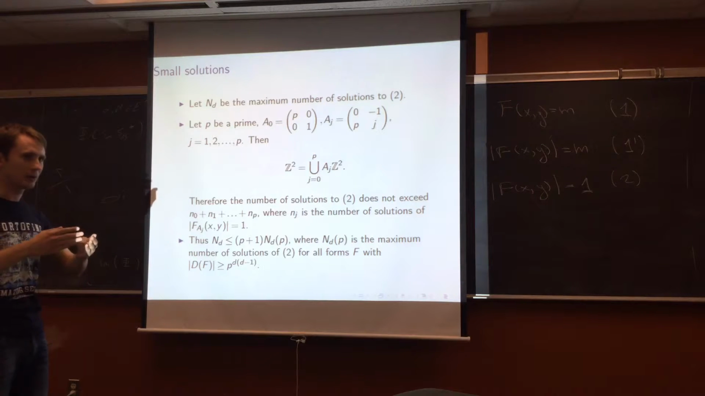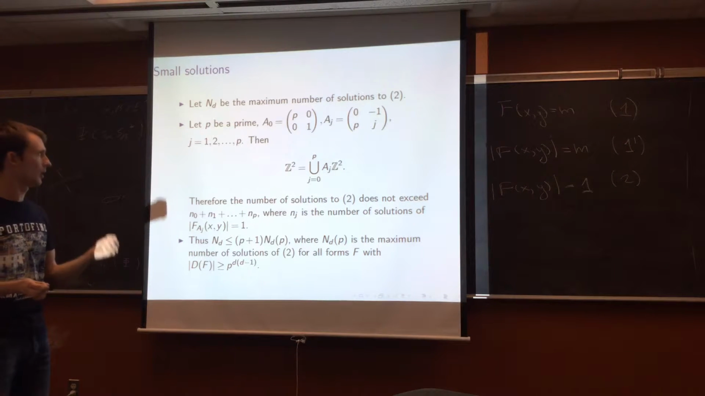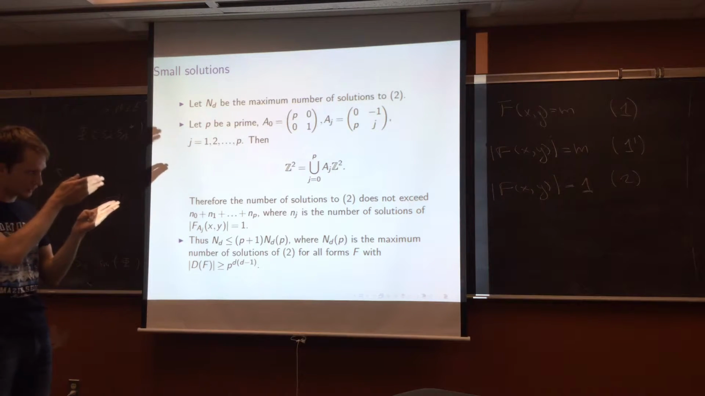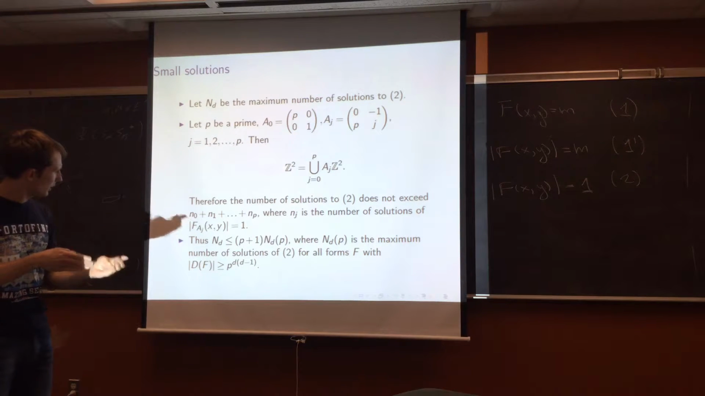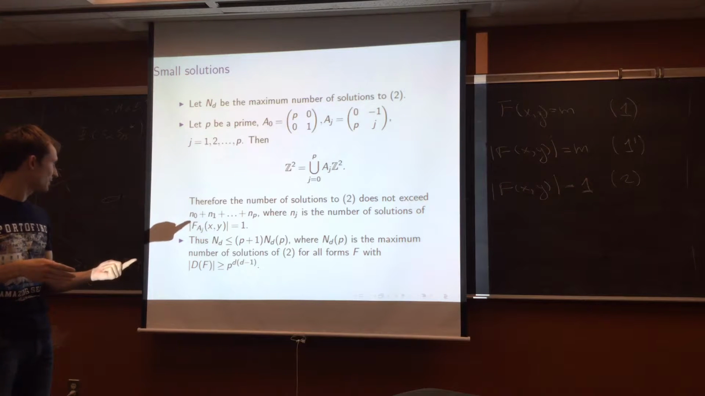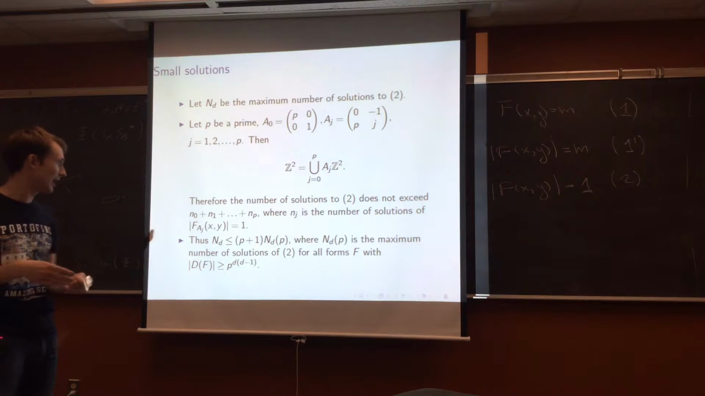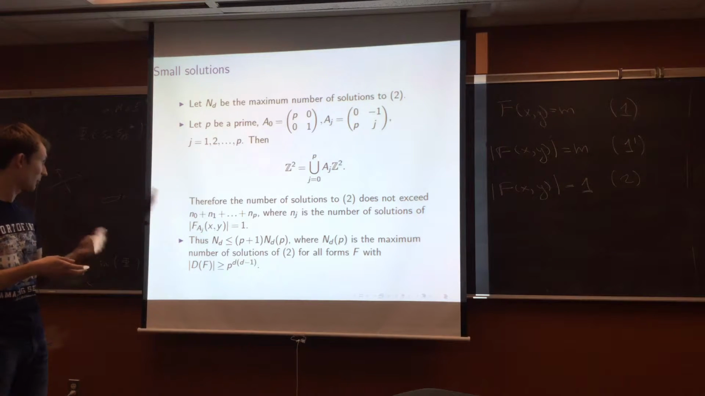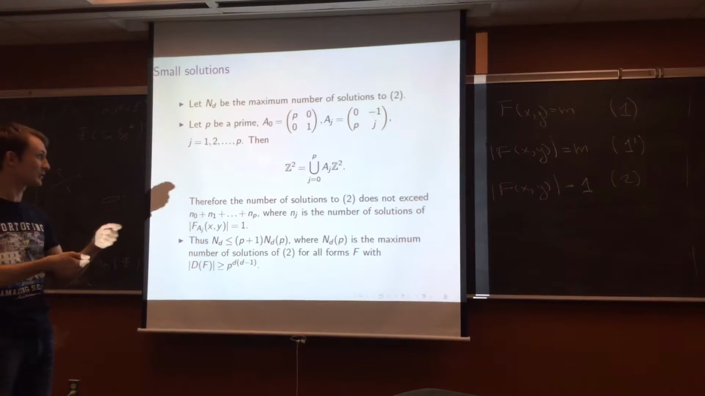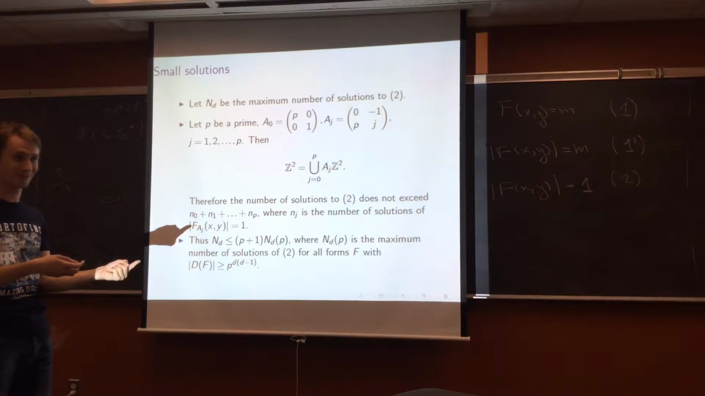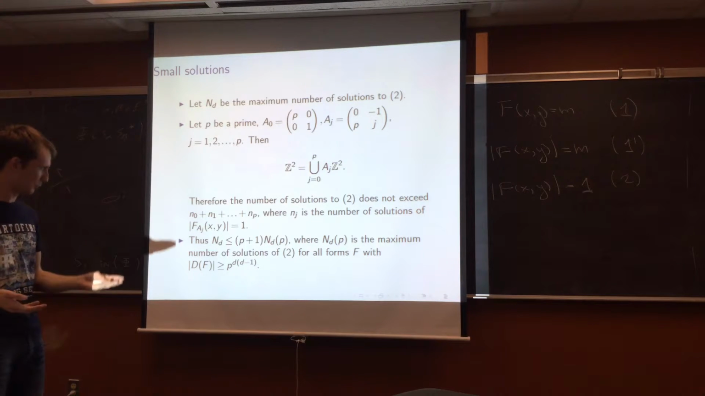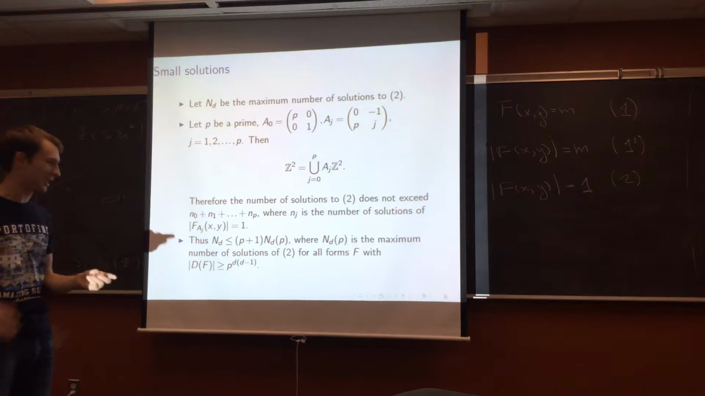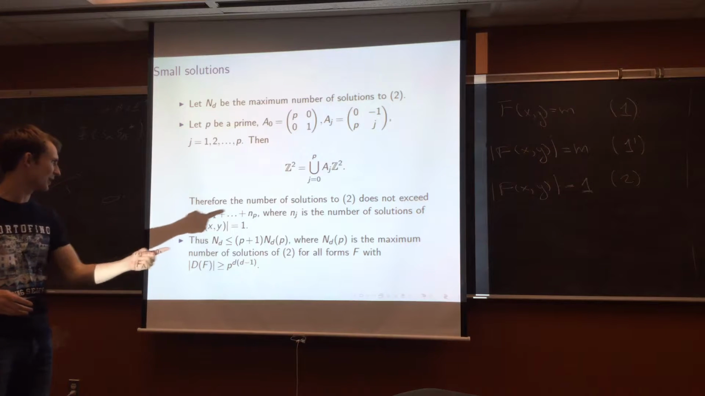So now the number of solutions to the Thue equation representing unity is bounded above by this number, where N0, N1, and NP are just the numbers of solutions to each of those f of aj. That's what they are. But in fact, I can generalize it a bit more, so I'm going to merge all of these things together.